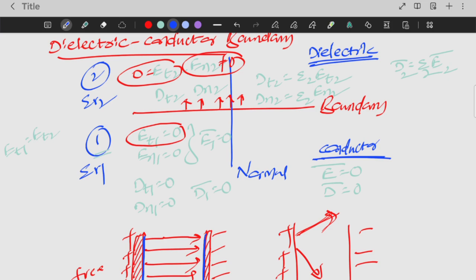So electric fields will be perpendicular to the boundary. That means in medium 2 you will have only the normal components. In medium 1 there is no question of electric field; electric field is not available. In medium 2, whatever electric field is there is just the normal component. Now coming to the electric flux densities, because ET2 is 0, DT2 is also equal to 0, and EN2 is available, so DN2 will be available. It is not equal to 0.